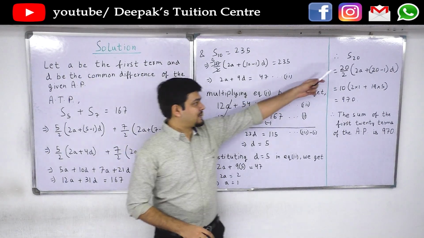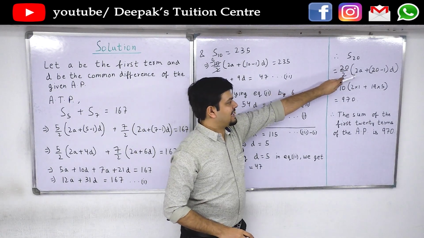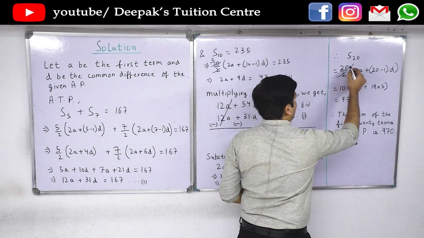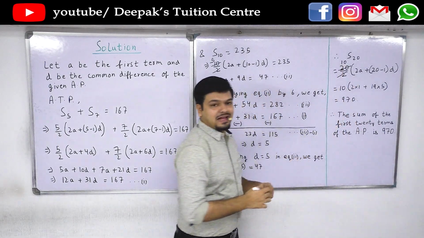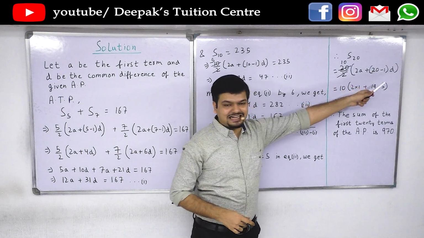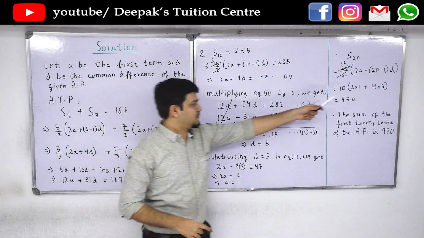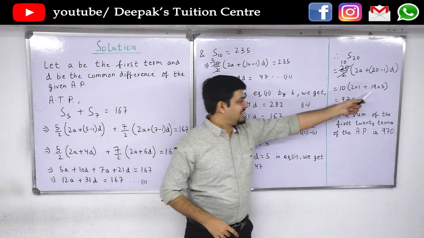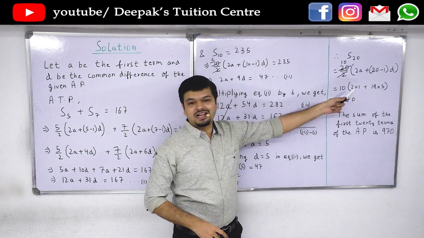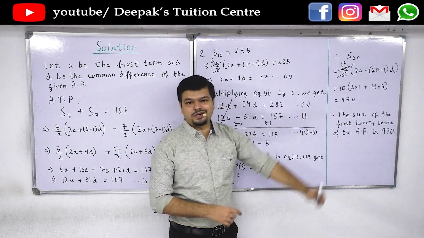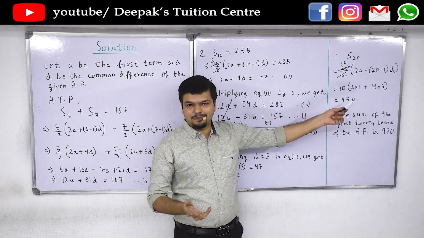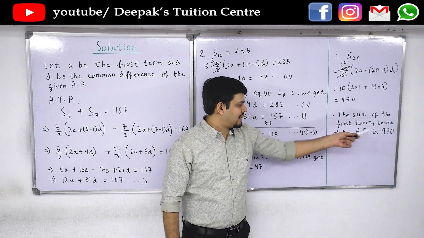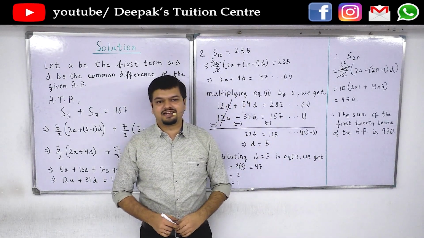So therefore S20 will be 20 by 2 in brackets 2a plus (20 minus 1)d. So 2 divides 20 10 times, so 10. We substitute the value of a and d. So 2 into 1, that is 2, plus 19 into 5. 19 into 5 is 95. 95 plus 2 is 97. 97 into 10 is 970. So you can just skip the calculation or you can show it, it's up to you. The sum of the first 20 terms of the AP is 970.